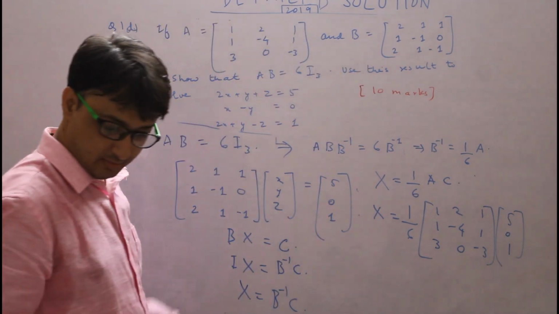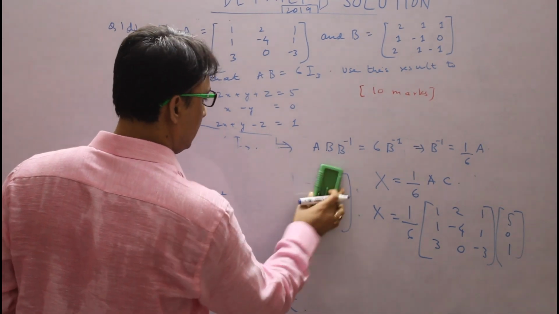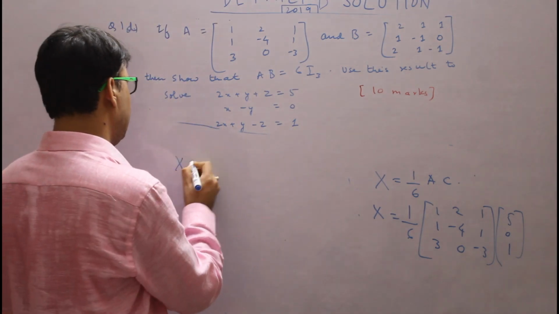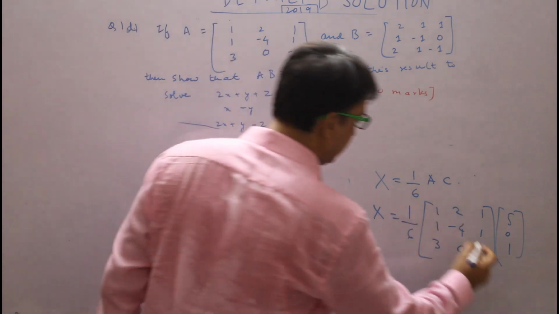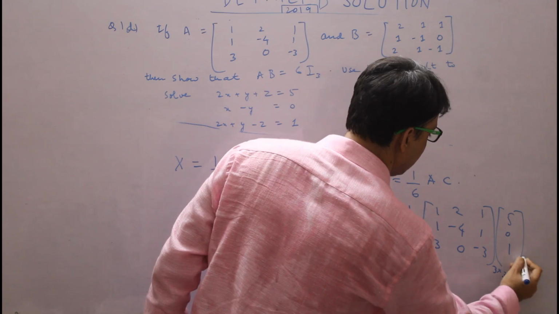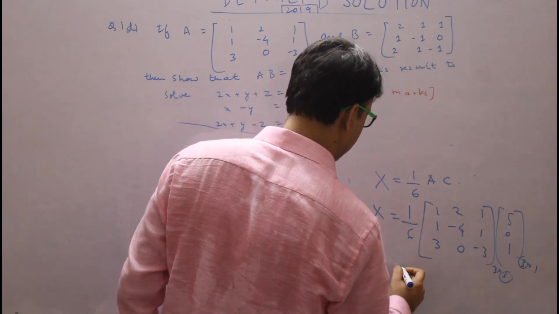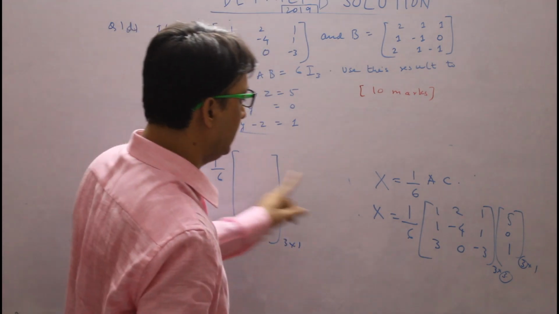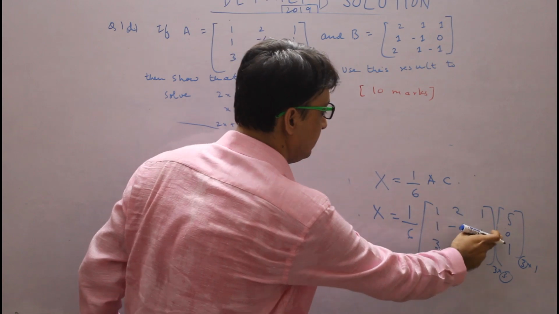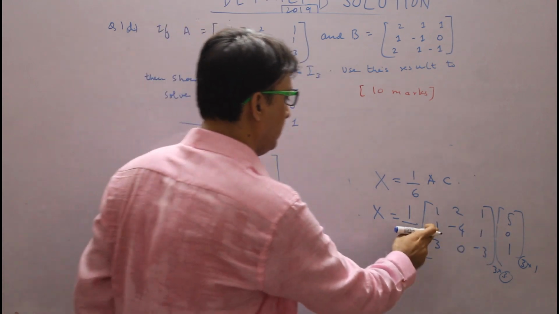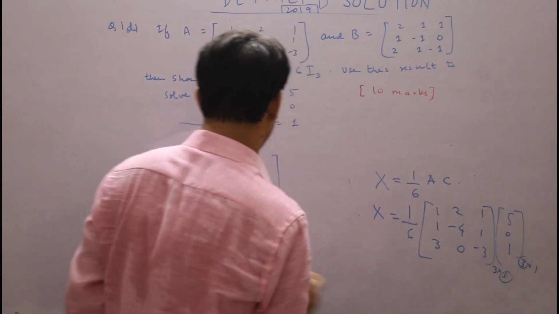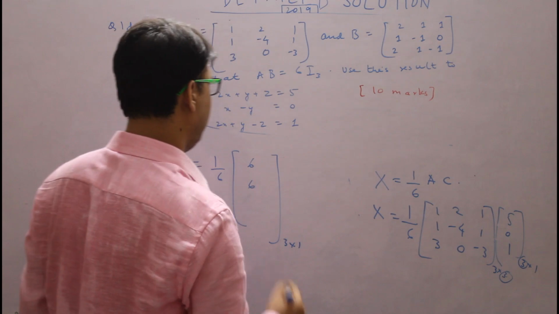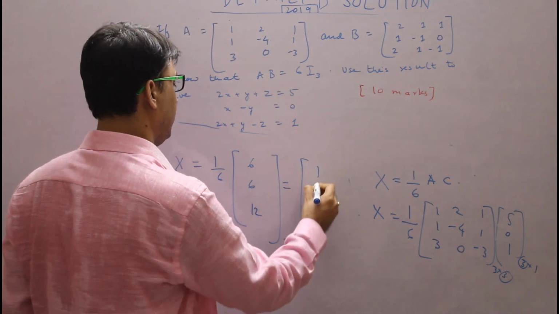Okay, so I will write here the whole thing and I will get the values. So I get X is equal to 1 by 6. See, this is 3 cross 3 and this is 3 cross 1. So what will be the order? 3 cross 1. Okay, so we will get it. 1 into 5 plus 0 plus 1 is 6. 1 into 5, 0, 1, 6. 5 into 3 is 15, 0, 0. 15 minus 3 is 12. So we get our answer as 1, 1 and 2.